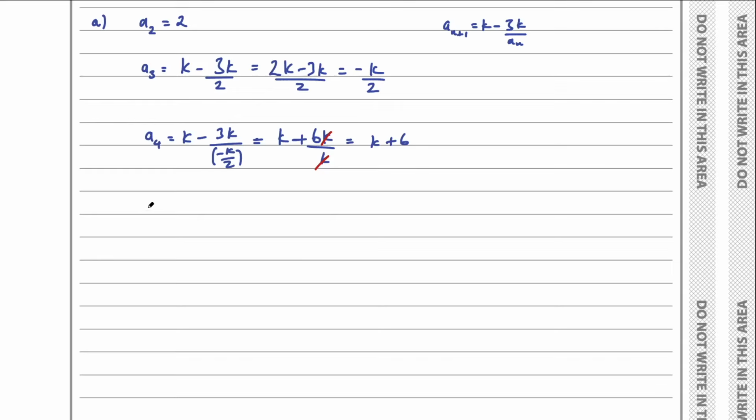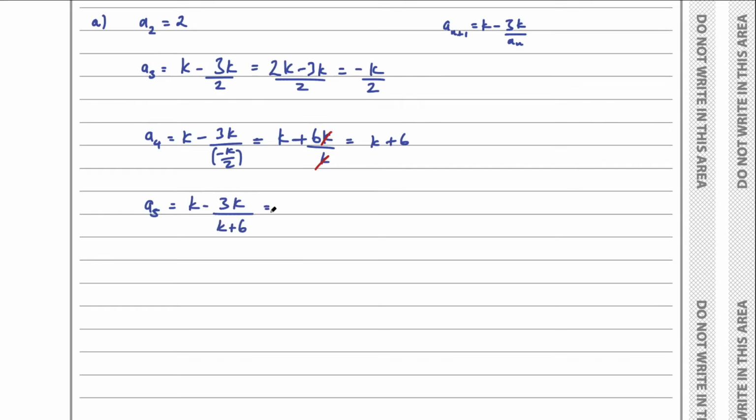So we have a2, a3, a4. If we find a5, that term is going to equal a2. Remember, because it's periodic 3, every third term is going to repeat. So a sub 5 is going to be k take 3k over the fourth term, k plus 6.